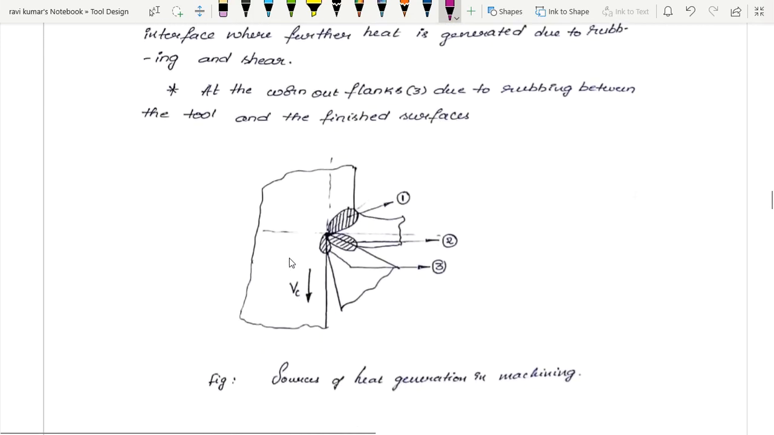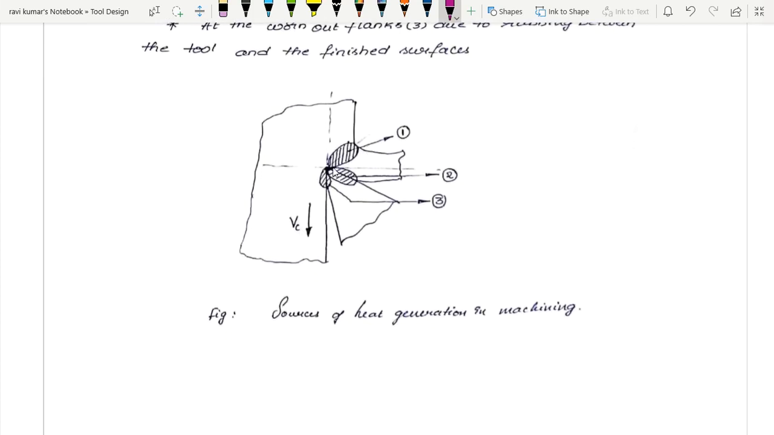Heat is generated in three important zones. The first zone is the shear zone. In this shear zone, the majority of heat is generated. Likewise, the chip rubs over the rake surface, and there also heat is generated. We should understand that so much heat is generated on account of the chip rubbing over the rake surface. This is called the chip tool interface. The better name is chip tool interface.